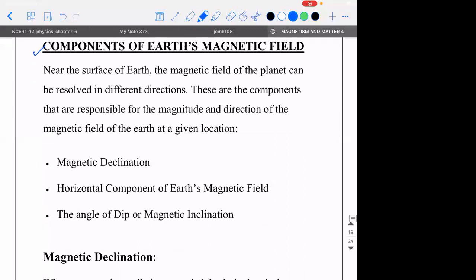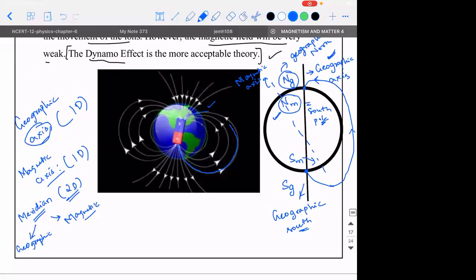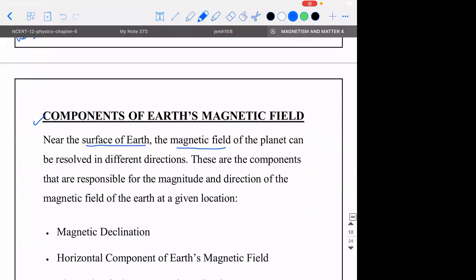Okay, so near the surface of Earth, what will happen? If you take the magnetic field lines, they are curved, right? The magnetic field is obviously curved. But if you want to find the direction of the magnetic field at a particular point, what do we do? We draw a tangent at that particular point in the direction of the magnetic field. So near the surface of the Earth, the magnetic field of the planet can be resolved in different directions.